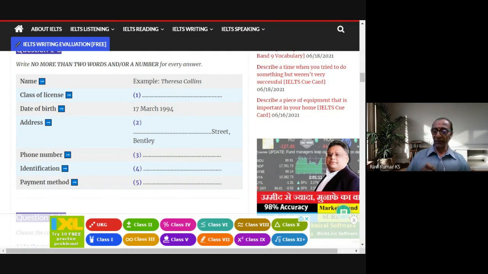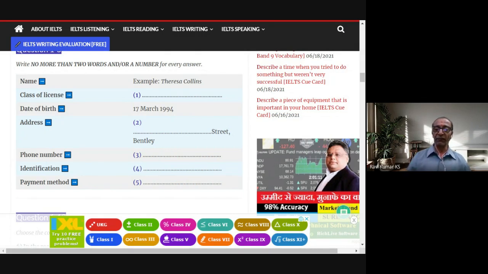And the payment method, credit card, debit card, by cash, by check. So when you write this, it becomes 2 words. So make sure you don't write more than 2 words. If you write more than 2 words, you will be losing the marks. That answer will not be valid. It becomes a void answer or a wrong answer.